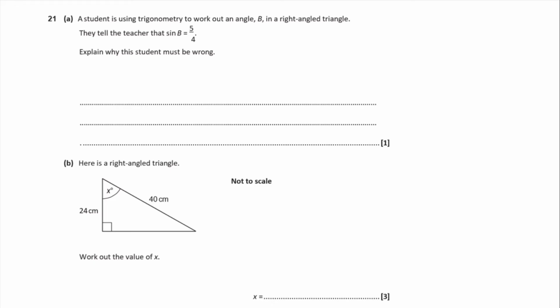A student is using trigonometry to work out an angle B in a right angle triangle. They tell the teacher that the sine of B is equal to 5 over 4. Explain why the student must be wrong.